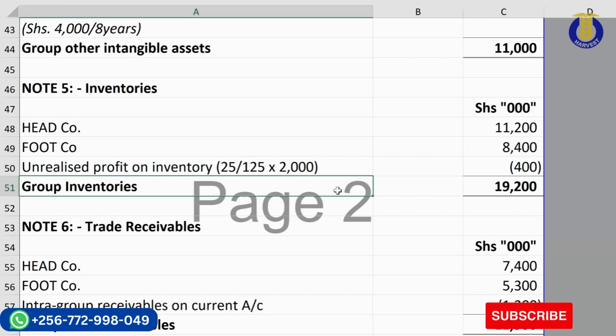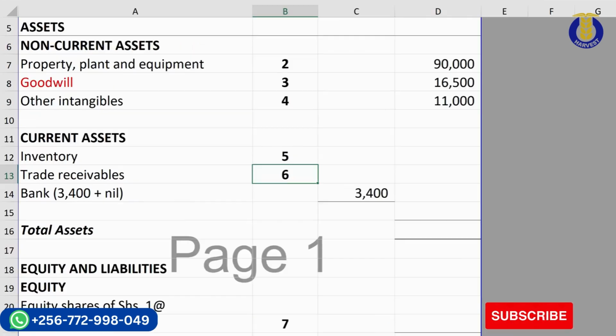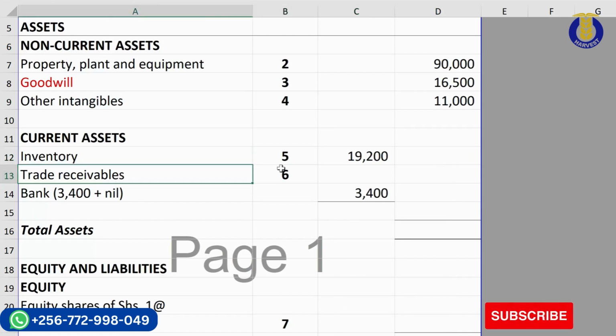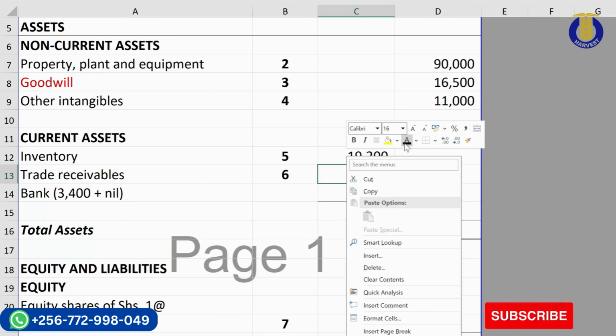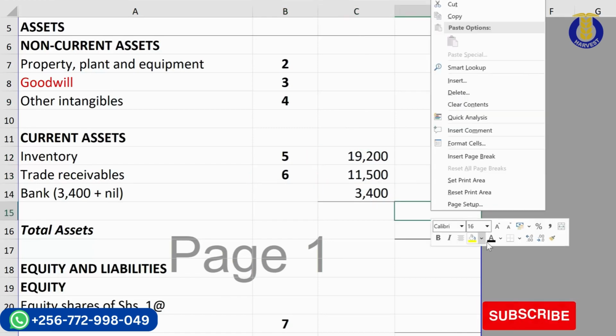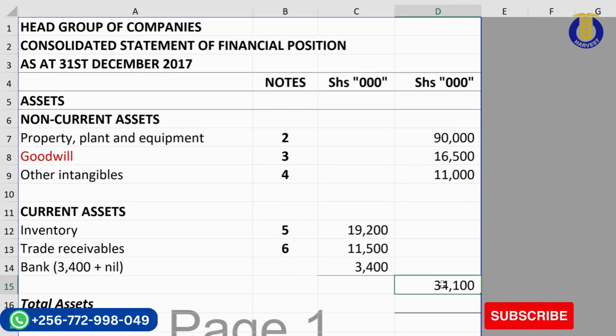Now, we shall transfer the group receivables and inventories to our consolidated statement of financial position. I'm taking you back to our consolidated statement of financial position. We have our inventories, 19.2 as computed in note number 5. We have our receivables as 11.5 million as calculated in note number 6. And at the end of the day, we have a total of 34,100,000. Now, the 34,100,000 is the consolidated current assets that we add to the consolidated non-current assets. And at the end of the day, we have our total assets coming to 151,600,000.